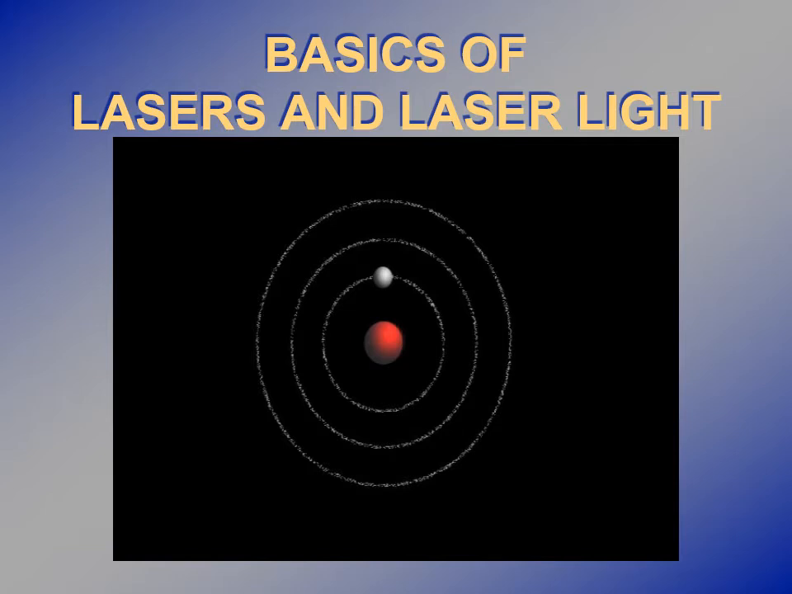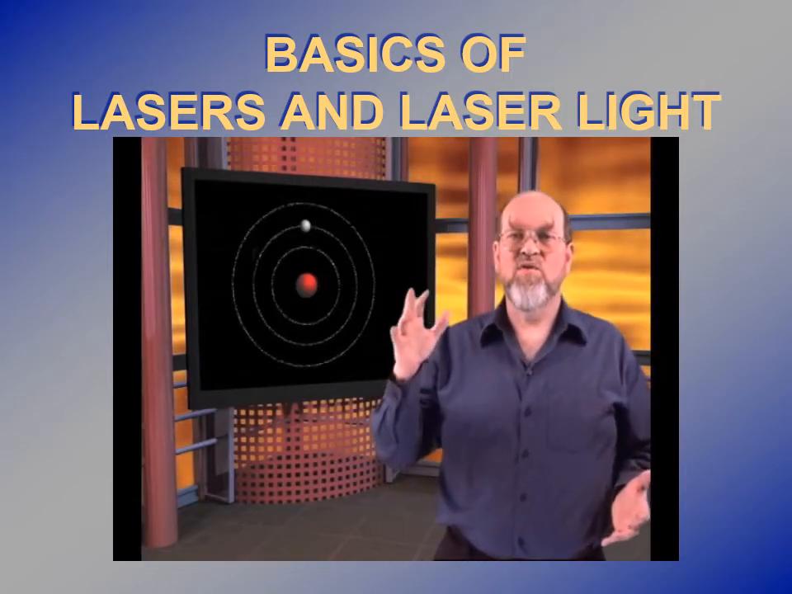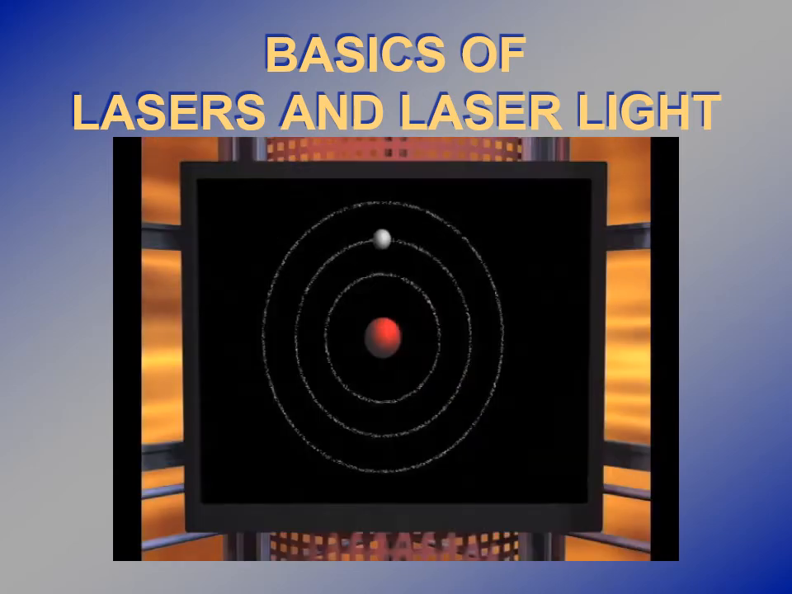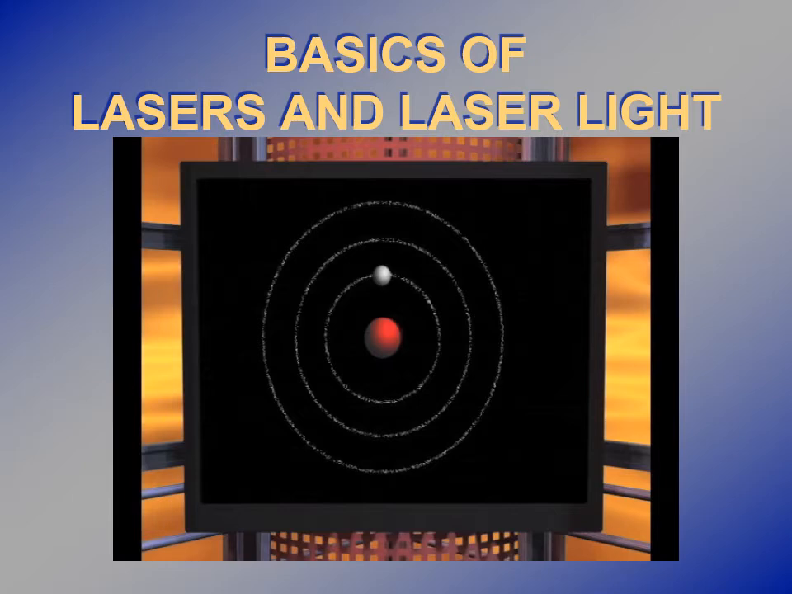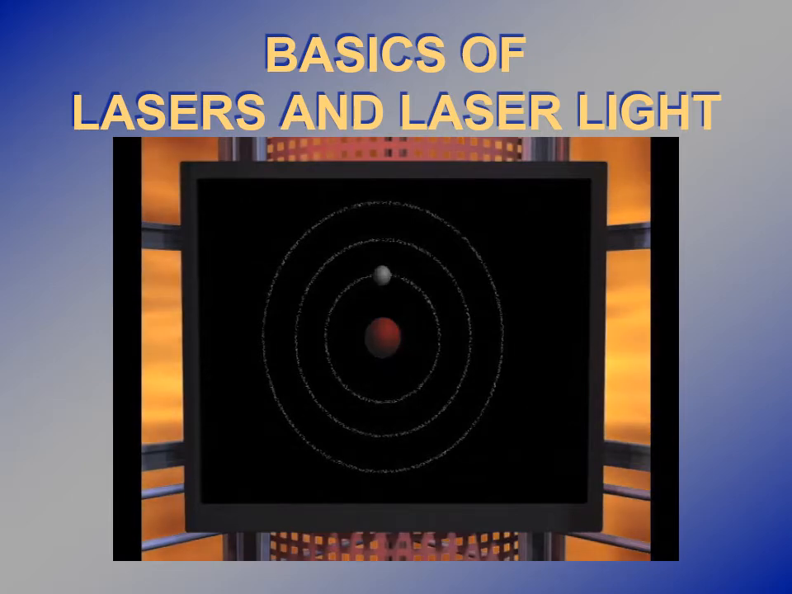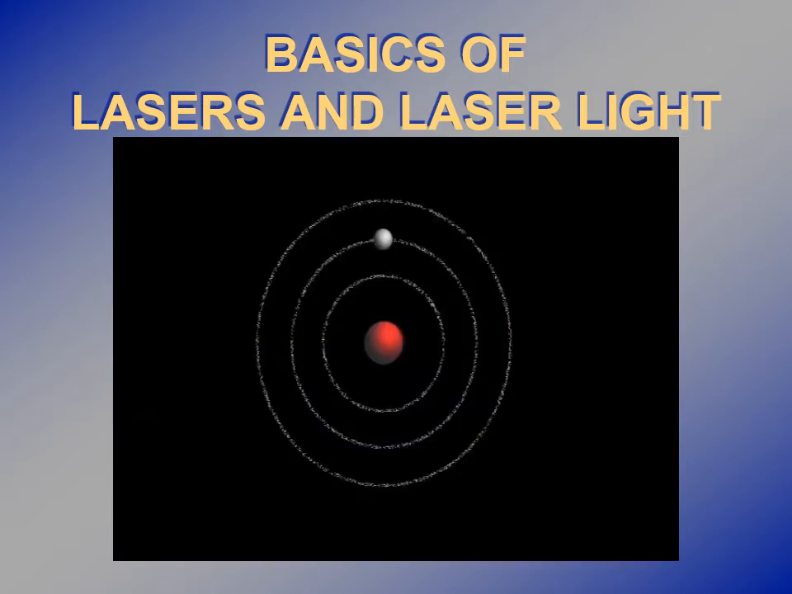When energy is added to an atom, some of the electrons in that atom move into larger orbits. Now, this is not a stable situation, and those electrons are going to drop back into smaller orbits and emit photons of light. Ordinarily, this process happens spontaneously, resulting in light of many different wavelengths that travels in all directions. In the laser, the excited atom is struck by a photon that stimulates the emission process.